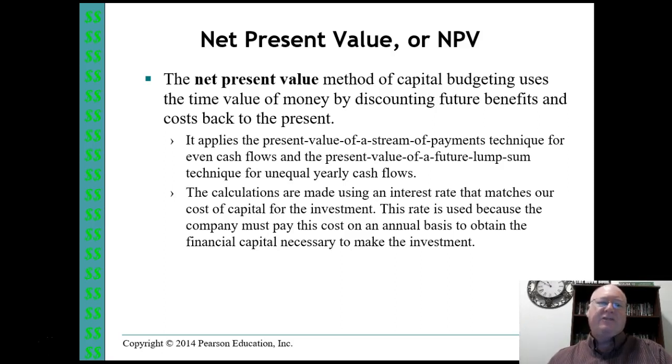And the calculations are made for this method using an interest rate that matches our cost of capital for the investment, which we'll talk about in a minute. And this rate is used because the company must pay this cost on an annual basis to obtain whatever the capital is that's necessary to make this investment.